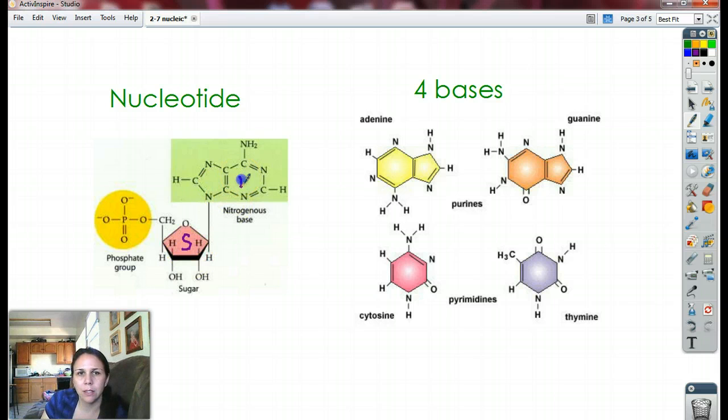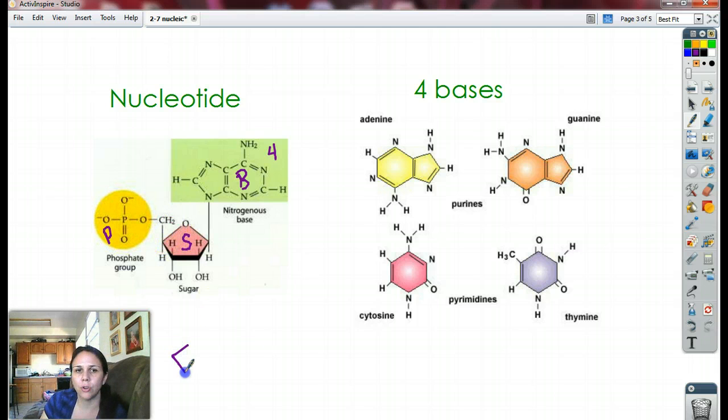Here's our base. Our base comes in 4 different varieties. This is one particular variety. Notice how complex it is. We don't need to know the complexity. We just need to know the base goes there. And then we have the phosphate group right here, which is a phosphorus with the 4 oxygens hanging around it, like I told you. Again, we don't need to know necessarily the details of it. We just need to know phosphate.